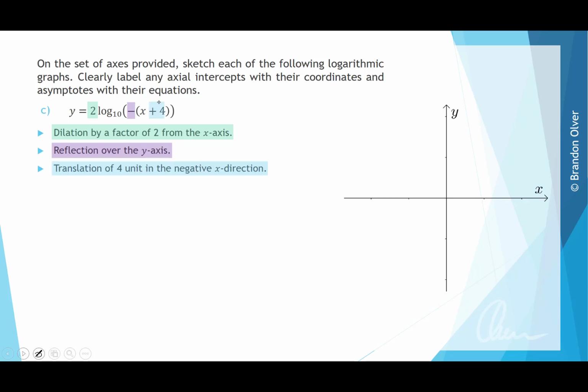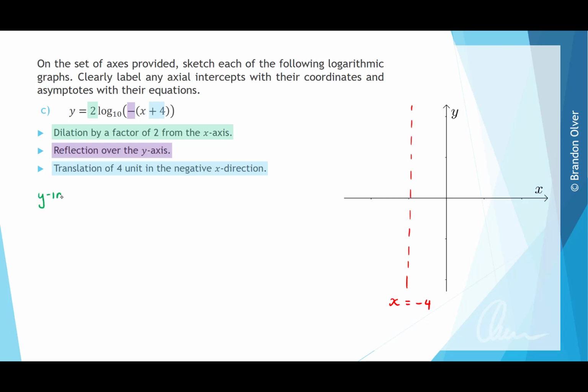And finally, this plus 4 next to the x results in a translation of 4 units in the negative x direction. And it's this translation that can help us work out where the vertical asymptote is. So where the asymptote used to be at x equals 0, it's now going to be at x equals negative 4. Now we can go and find our x and y intercepts.